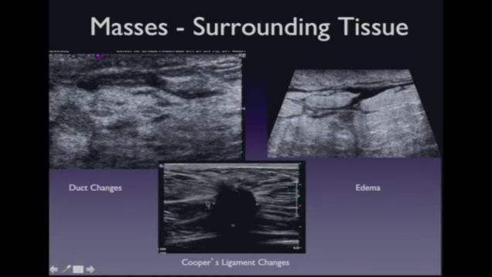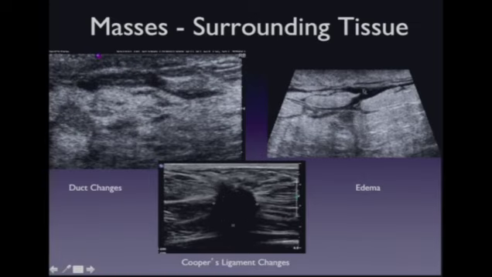Here we see the Cooper's ligaments are destroyed by this mass. So whenever we see destruction of Cooper's ligaments, we really have to be concerned about malignancy. I think that when we see destruction of the Cooper's ligaments, that's telling us that that mass is very aggressive and is most likely going to be a malignancy.